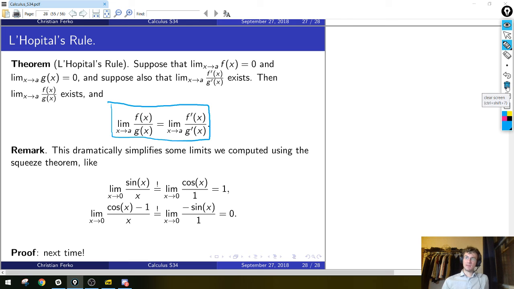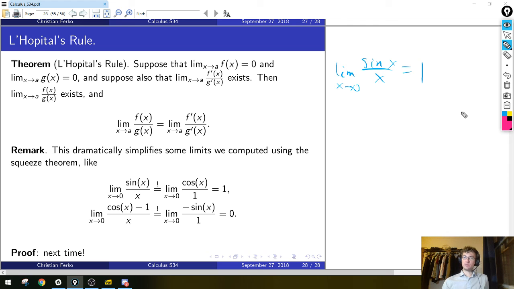We'll prove it next time, but I would just like to explain why this is powerful. Because remember, back in chapter 2, we had to play these really kind of circular and difficult games, circuitous games, involving the squeeze theorem to prove that the limit as x goes to 0 of sine x over x equals 1. Right? We had to prove using the squeeze theorem that this is true. Once we have L'Hopital's rule, there's a much easier way to prove this.